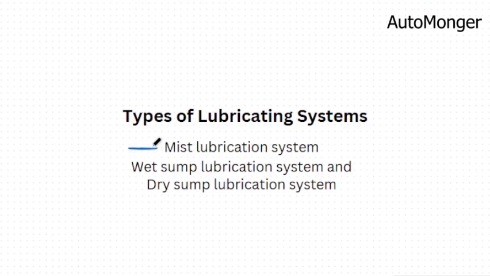So for the mist lubrication system, this is a system that is used in smaller engines, maybe like two-stroke engines, like the motorbike and the rest of them. Those kinds of systems, you don't need a lot of oil to run it. You don't need a lot of moving parts. You don't need a lot of pumps to pump oil and maintain the engine. So you just need a little bit of oil to maintain the engine.